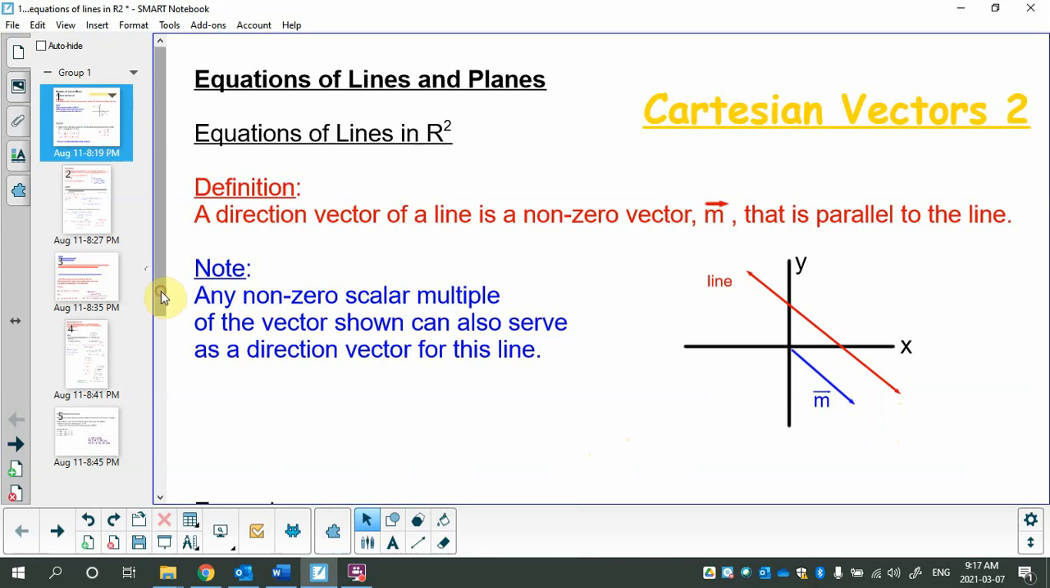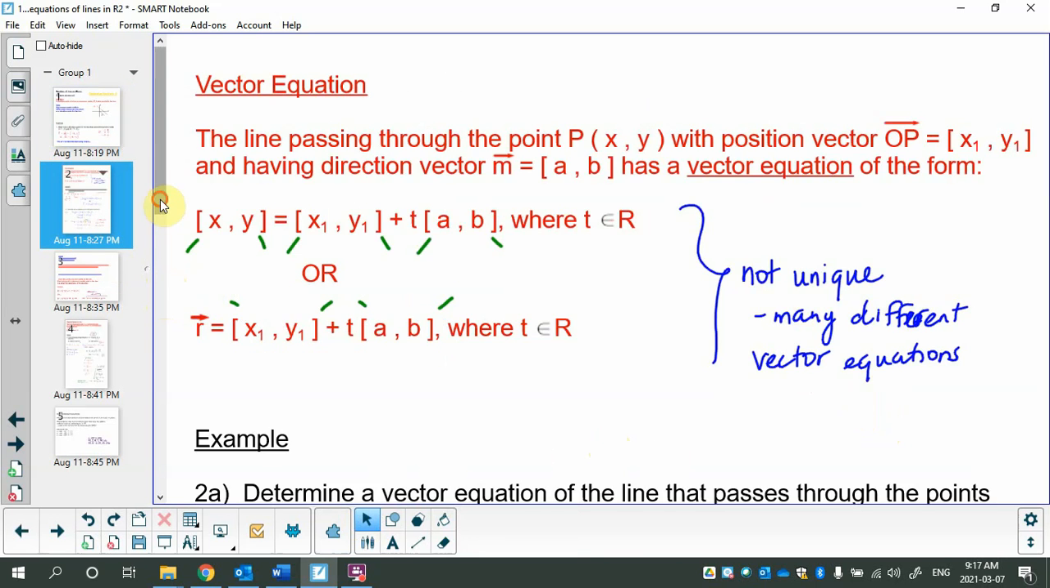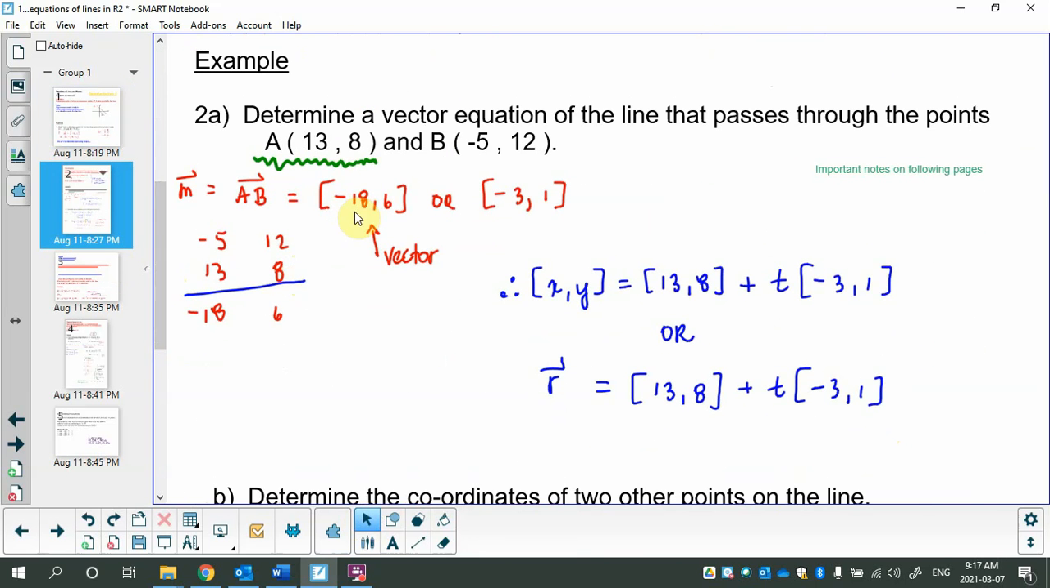For me, I did that here when I decided to take my vector negative 18, 6 and turn it into vector negative 3, 1. That is doable with vectors, but is not doable with points. You can do that with components. You cannot do that with coordinates.